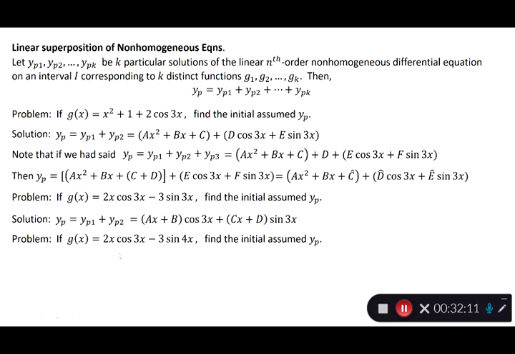All right, what about this guy? What should we assume for this? Do we have a g1 and g2 in this case? 2x cosine 3x minus 3 sine 4x.